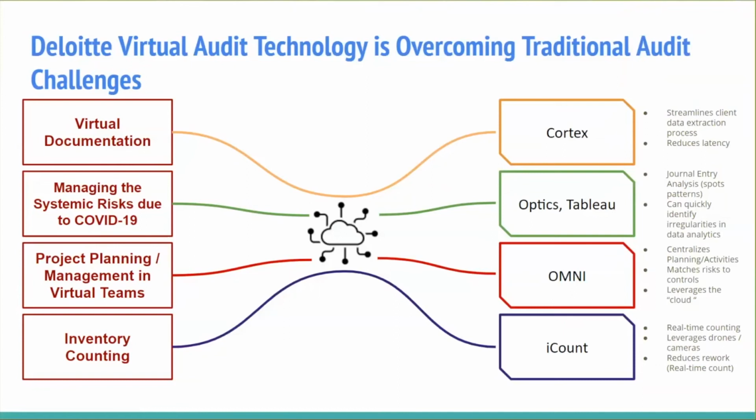So if a company is making a journal entry to try to manage earnings, or to make the company seem like it's performing better because of some impact that COVID had on their business, Optics and Tableau and these data analytics software are able to detect that very easily.